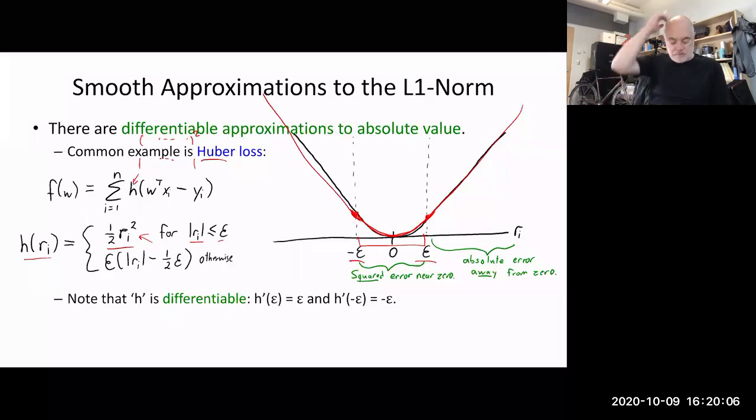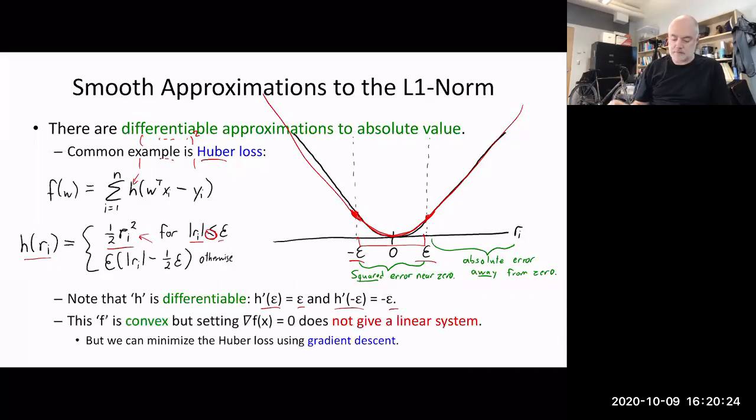H is differentiable, right? Because of this equality sign right here, you can look and see that the gradient at epsilon and minus epsilon is just epsilon or minus epsilon, depending, right? That's cool. So basically at the inflection points, because of this equality, we have a gradient, right? It's clearly a convex function, right?